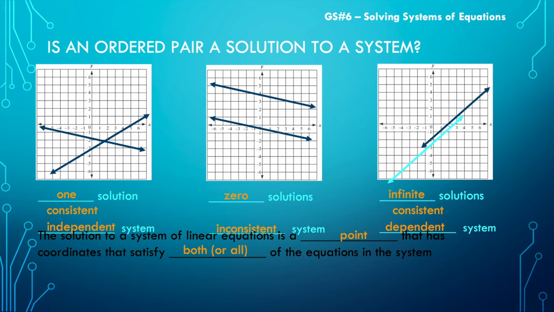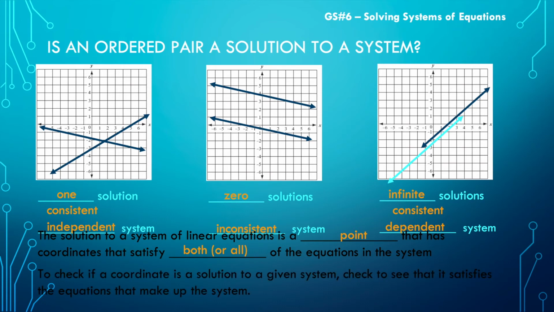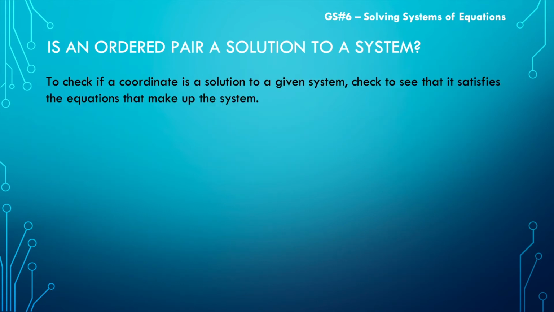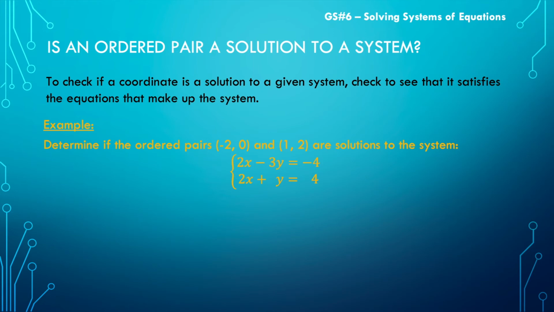Right now we're just talking about a system of two equations in two variables, but we will progress into systems that are a little more complicated. So we want to find a coordinate that satisfies all the equations in the system. To check if a coordinate is a solution to a given system, we're going to substitute that coordinate into each equation and make sure that it satisfies the equations that make up the system. So here's an example. We are given a system of equations. You see this system right here.